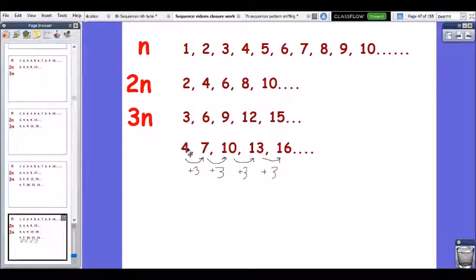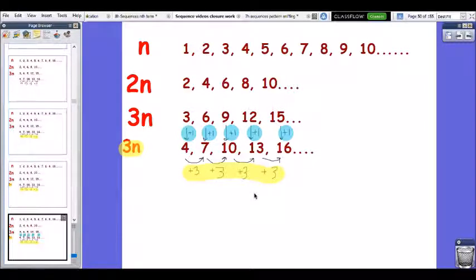How does 3 link to 4? How does 6 link to 7? How does 9 link to 10? Can you spot that link? We know the sequence is something to do with the 3 times table, so it's kind of like 3n. Now, did you notice the link? Did you notice that every term in the sequence that we're looking at now is just one more than each term in the 3 times tables?